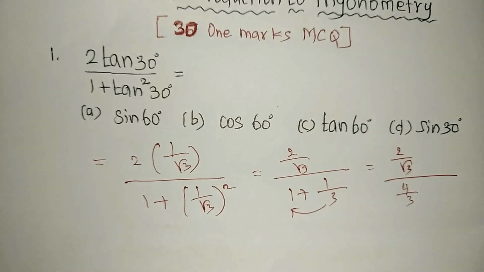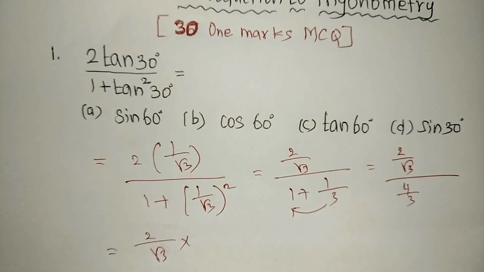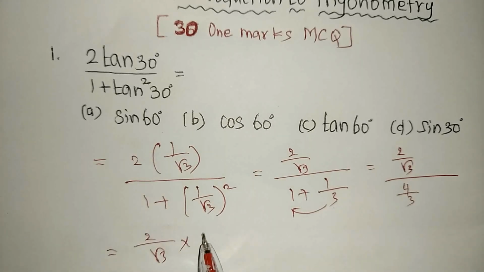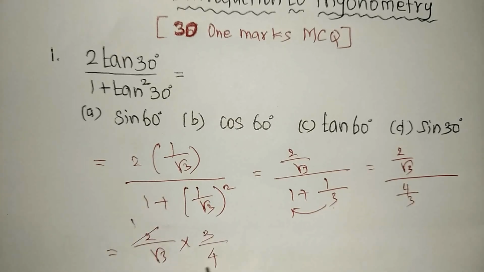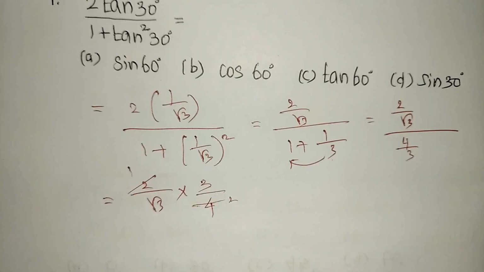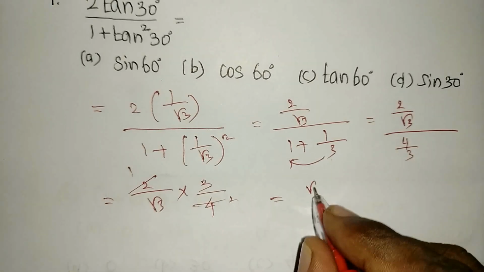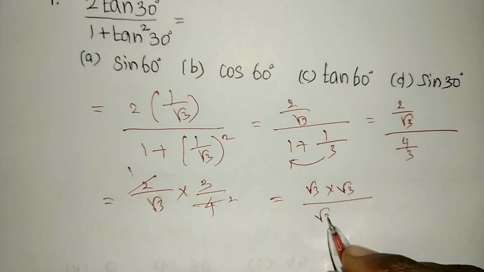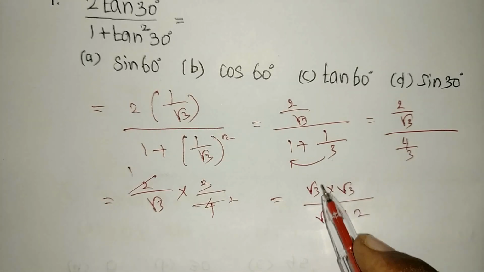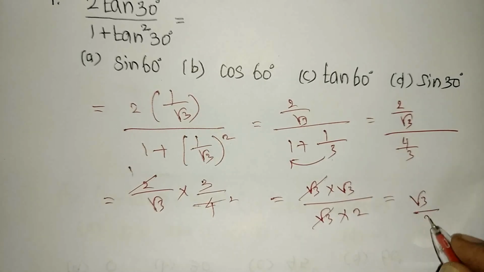Now if we take the reciprocal of this, so 2 divided by root 3 into this 4 by 3 goes to the numerator, it will be reciprocal, then 3 by 4. Then see, this 2 will be cancelled. Then what is remaining? This 3, I can write as root 3 into root 3, whole divided by root 3 into 2. Now see, root 3 is cancelled. Remaining I have root 3 by 2.